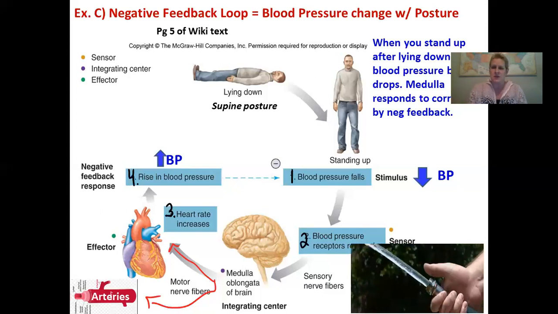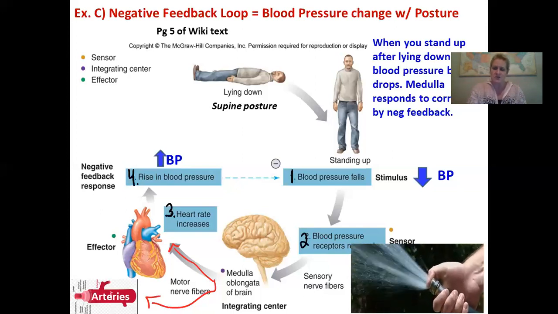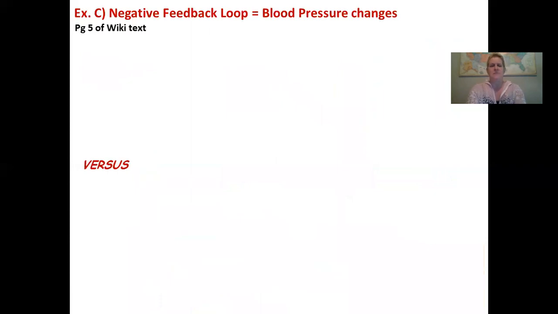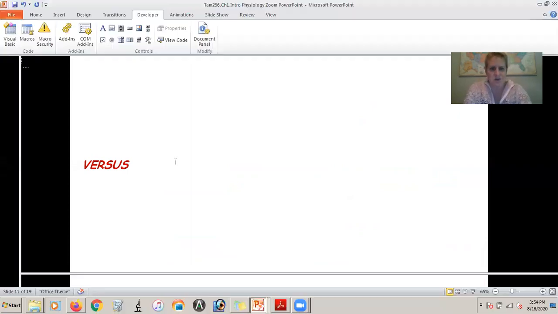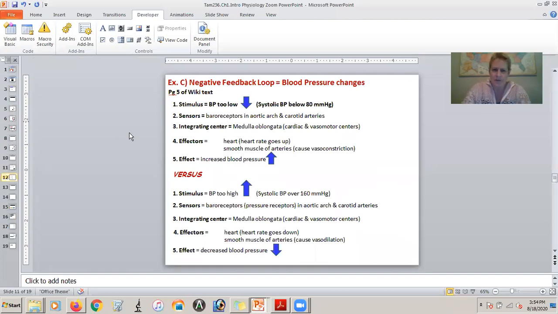Let's go to the next screen and talk about both scenarios. Okay, so page 5 of the wiki text. I'm going to stop the share screen for just a second because I do want to emphasize something to you. Okay, page 5 of the wiki text talks about negative feedback. It also talks about positive feedback.